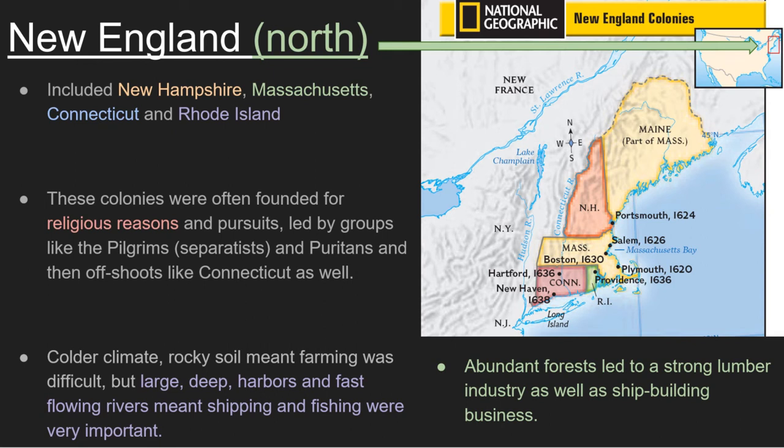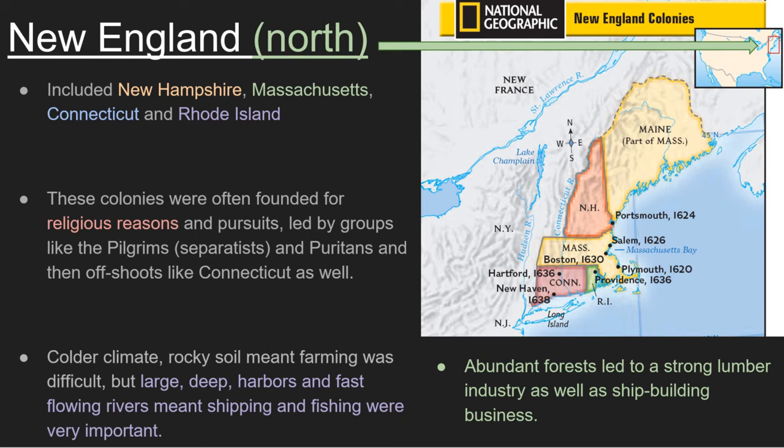These colonies were often founded for religious reasons, the ones in the north, the New England colonies especially. You had the Puritans, you had the Separatists, which were the Pilgrims, and then eventually you had some offshoots of those Puritans from Massachusetts. You had groups like Rhode Island and Connecticut, again, with religious freedom as their foundation.